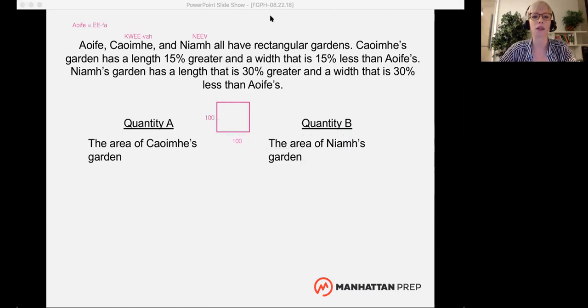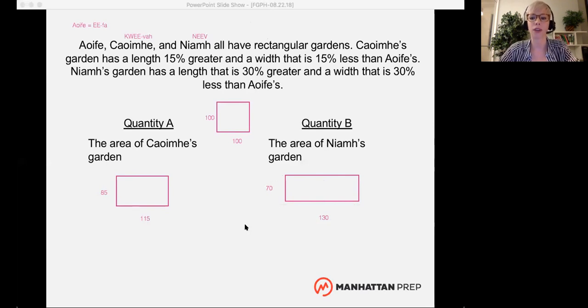So then, if we're testing that, then Quiva's garden, what are the dimensions? The length is 15% greater, so 115. Width is 15% less, so 85. All right. And then we've got Nieves. So here, 30% greater and 30% less, we're looking at 130 and 70.